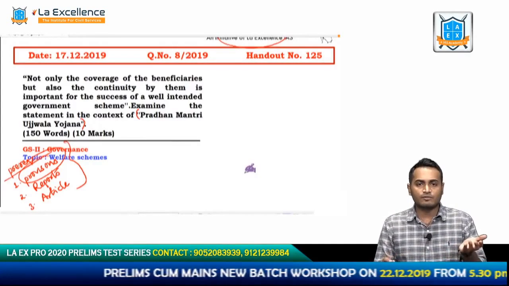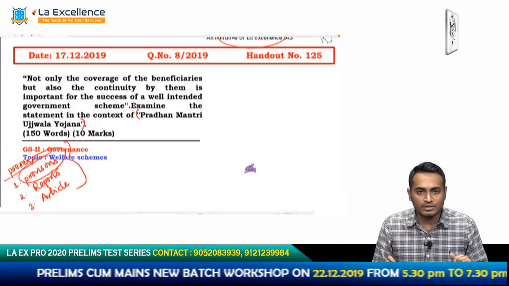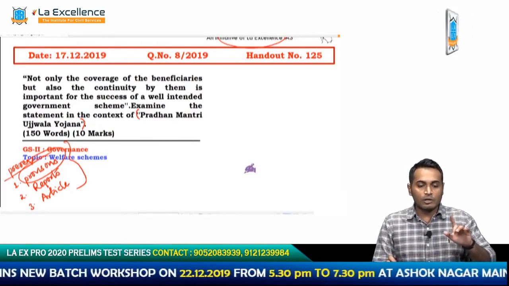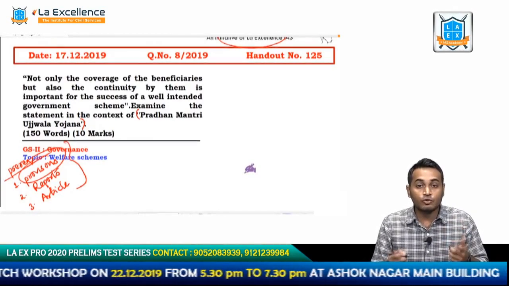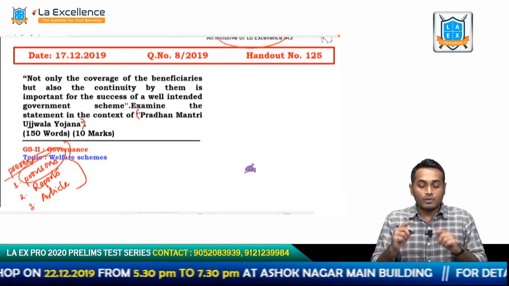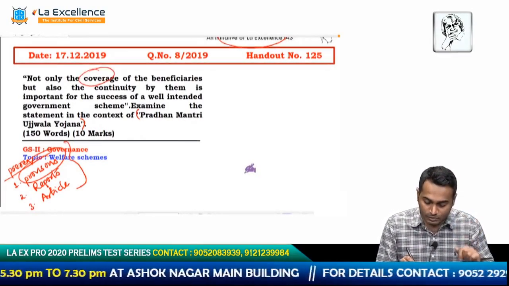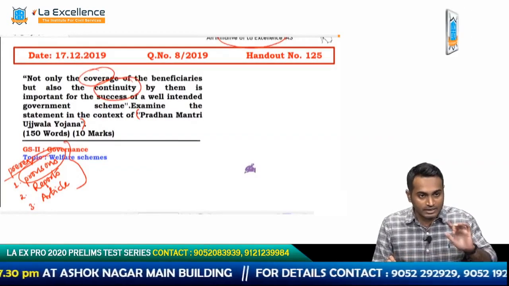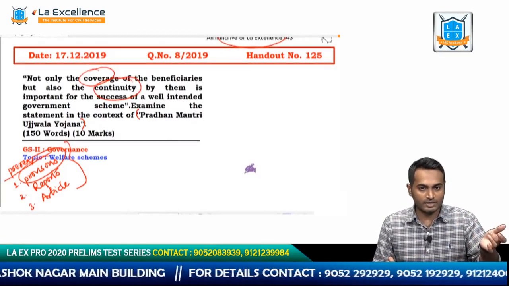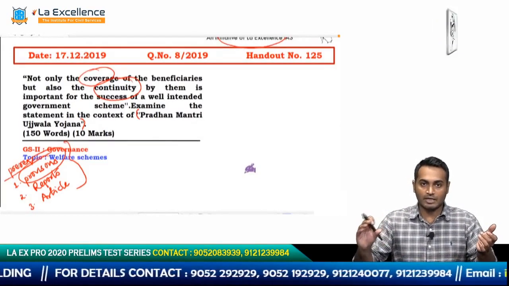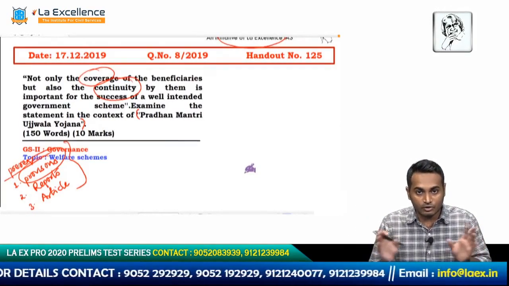Let's say, for example, you have Swachh Bharat Mission. Swachh Bharat Mission is not just about creation of toilets, okay? So you also have to make sure that people are utilizing these toilets. That is what is meant by continuity. So not only the coverage of beneficiaries, but also continuity by them. So not just creation of toilets, which is coverage, is important, but also the continuous usage of these toilets by the beneficiaries. So this is a two-pronged.